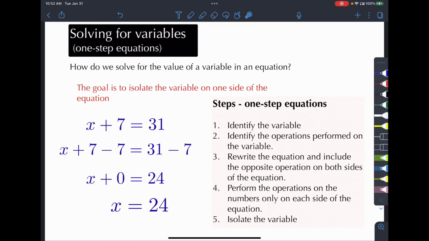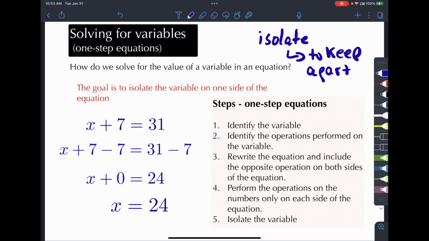Okay, so let's talk about solving equations. How do we solve for the variable in an equation? Well, the main goal here is to isolate the variable on one side of the equation. What does it mean to isolate? It means to keep apart. So when we say isolate, we could think of it as to keep apart.